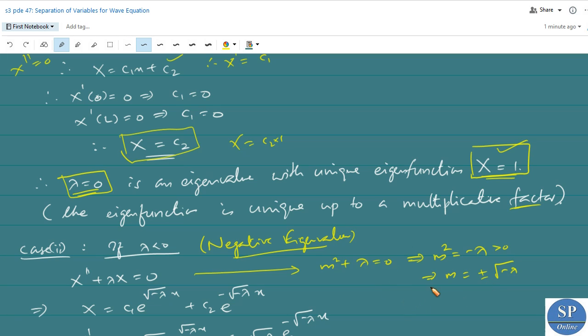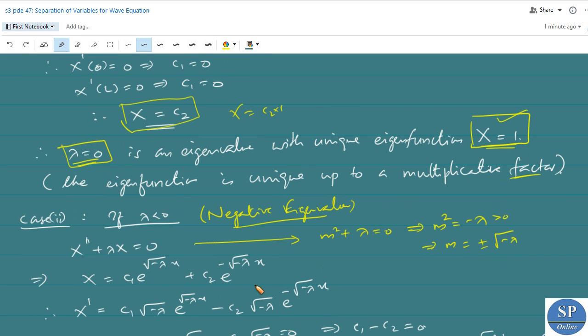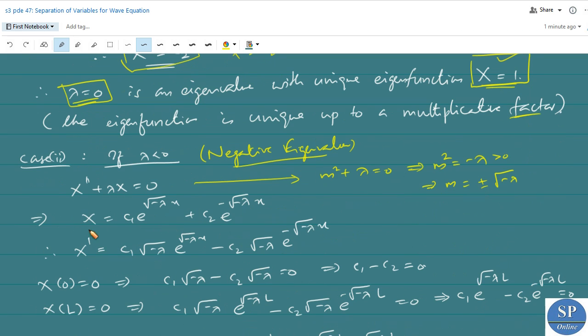Okay, so we have the solution as c1 into e to the power square root of minus lambda into x plus c2 into e to the power minus square root of minus lambda into x. So to apply the boundary conditions, we can take the first derivative. X dash is nothing but c1 into square root of minus lambda into e to the power square root of minus lambda x plus c2 into e to the power this into the derivative of this, which is minus square root of minus lambda.